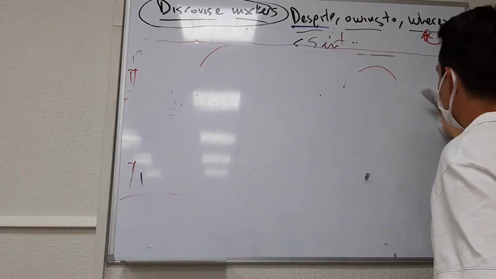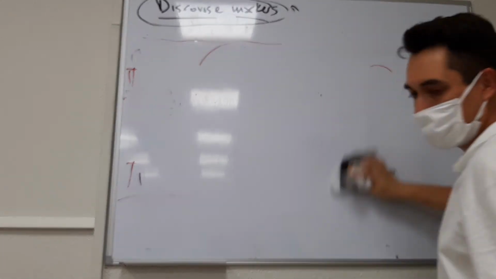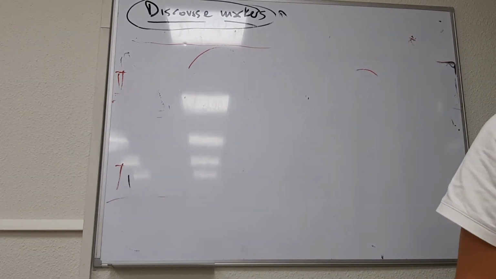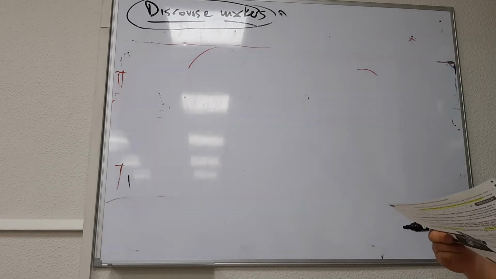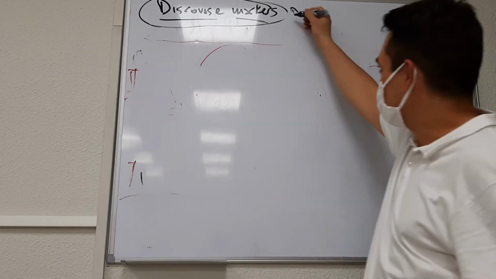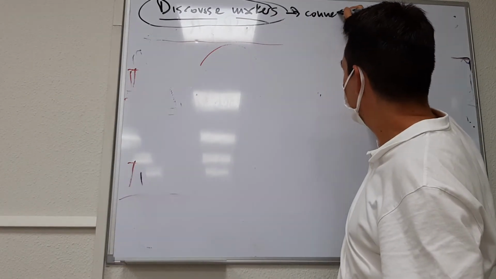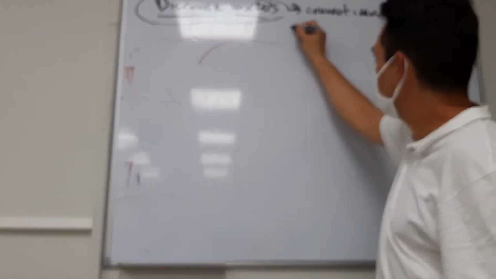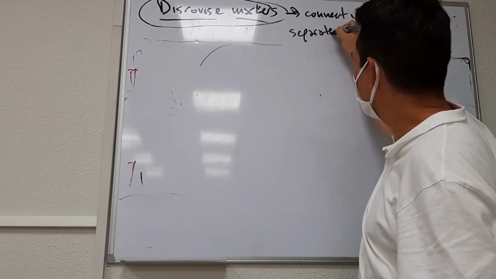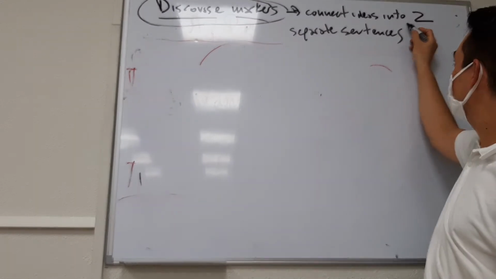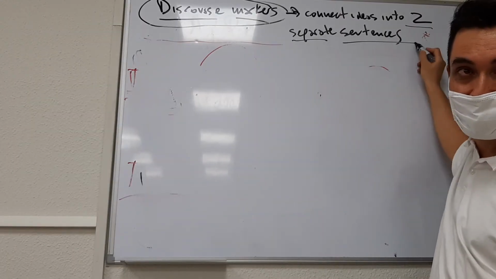Okay, the other set of discourse markers that I want to... Oh, this one is a little bit long. I'm sorry for today's explanation, it's long, but it's important too. To connect ideas in two separate sentences. You can also connect ideas into two separate sentences. Be careful here. Two separate sentences.